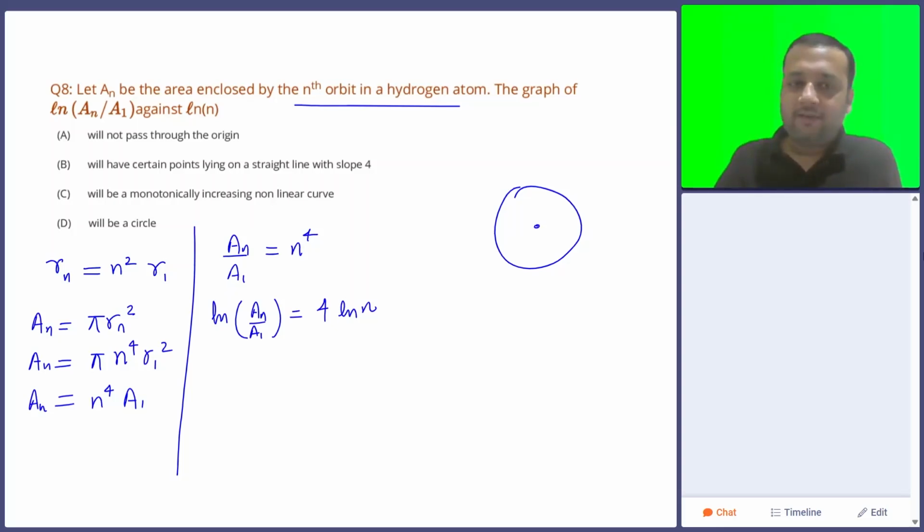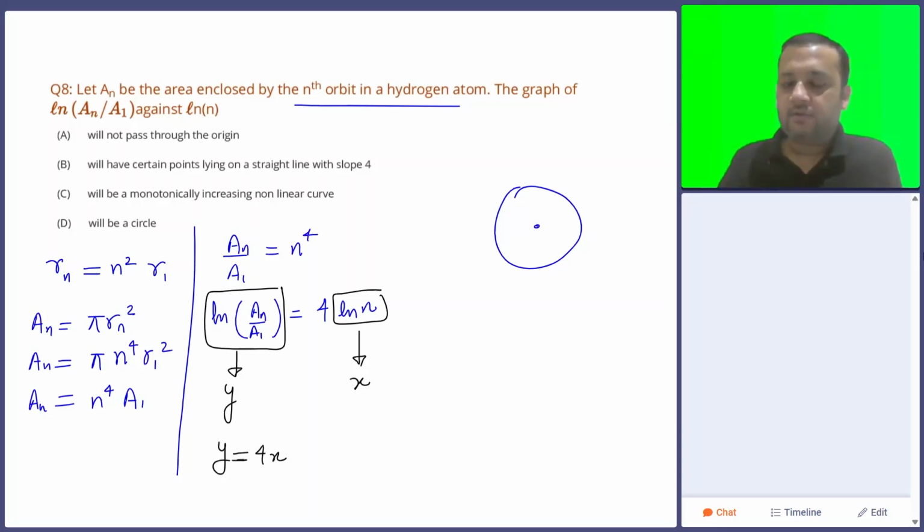Now we have to plot the graph where this is present on the y-axis, so this becomes your y, and this is present on the x-axis, so this becomes your x. So naturally, what type of graph are you getting? y equals 4x. Yes or no? Hence, you're going to get a straight line graph, which is going to pass through the origin. This type of graph you're going to get.